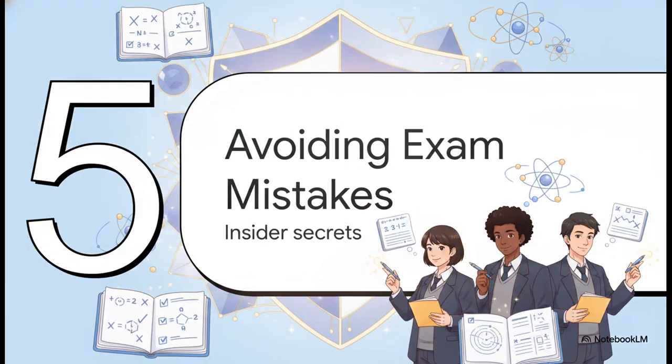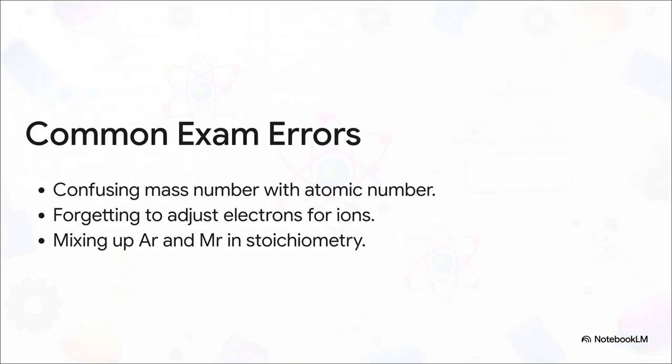Now that we've got the math and the theory locked down, let's quickly hit Section 5, avoiding common exam mistakes. We want to build a sort of protective shield around your grades using insider secrets straight from examiner reports. These 3 errors cost students massive amounts of points every single year. First, confusing the numbers. Just remember, atomic number equals protons, mass number equals protons plus neutrons.